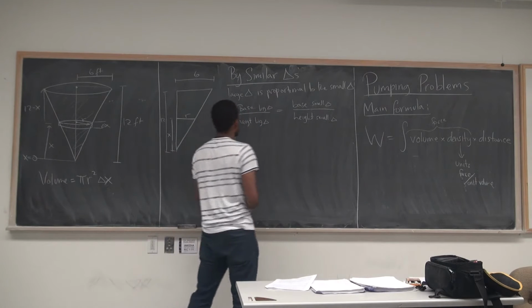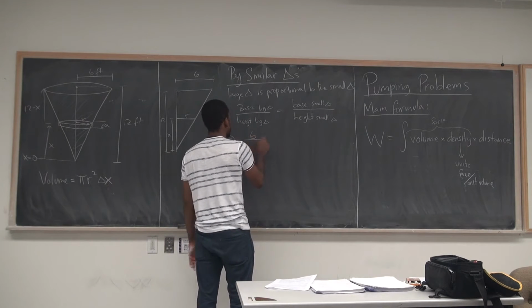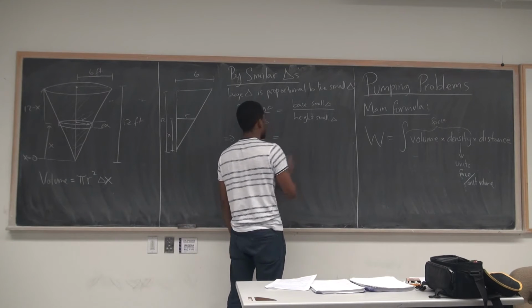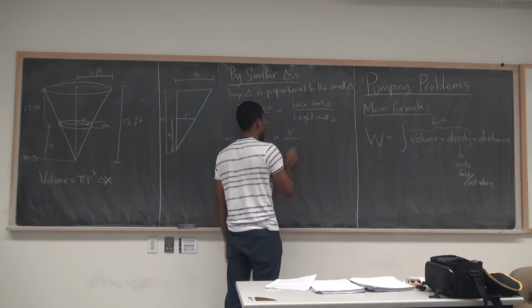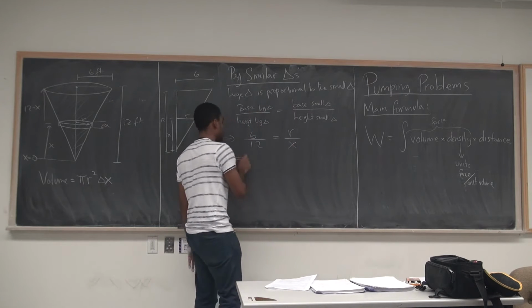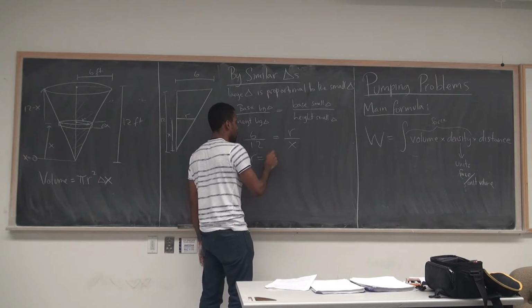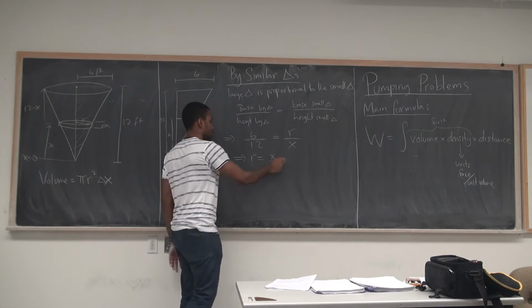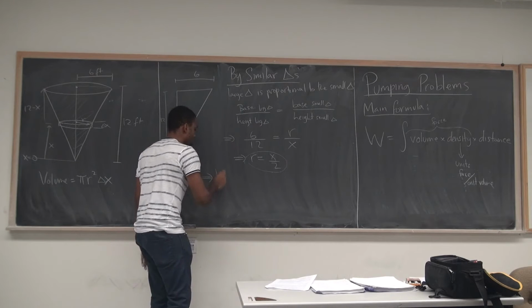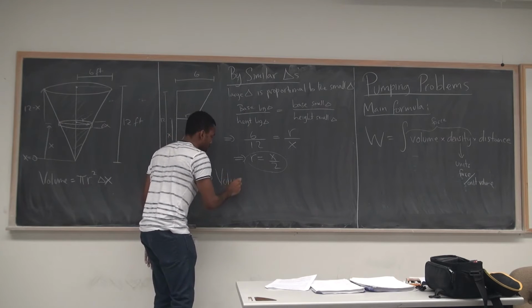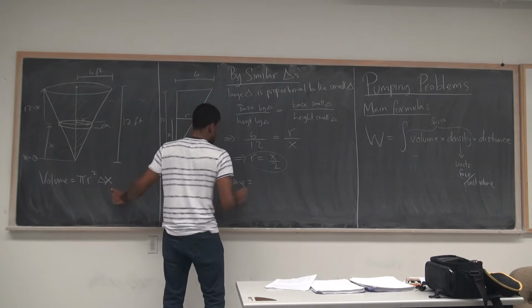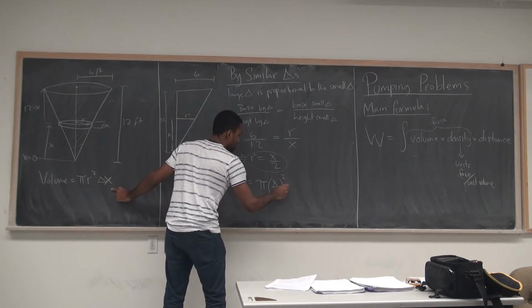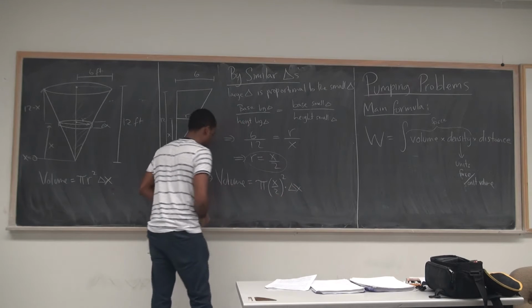What's the base of the big triangle? It's just 6. The height of the big triangle is 12. Base of the small triangle is r. The height of the small triangle is x. This means my r is x over 2. This means the volume of this slice is pi times x over 2 squared times delta x.